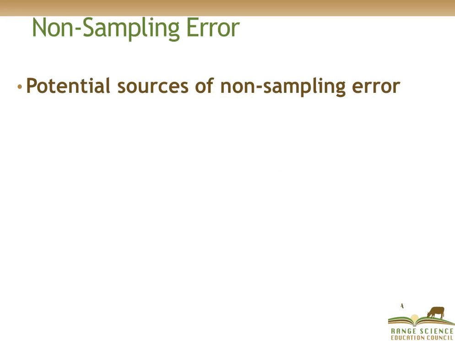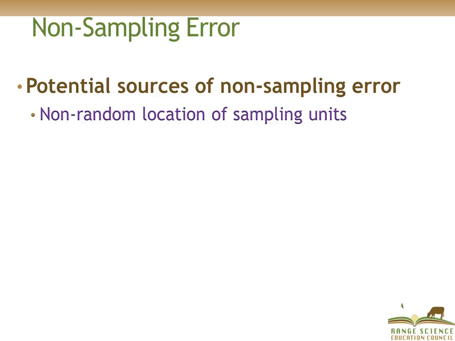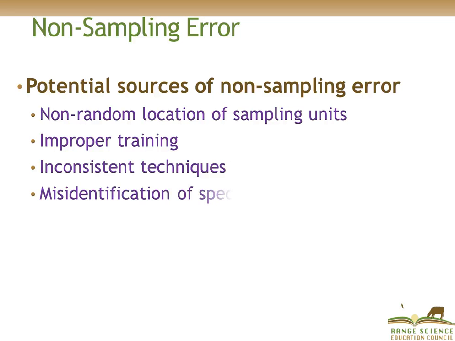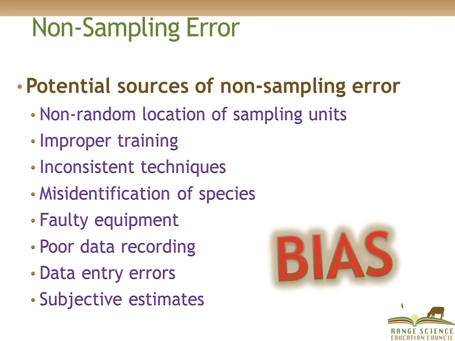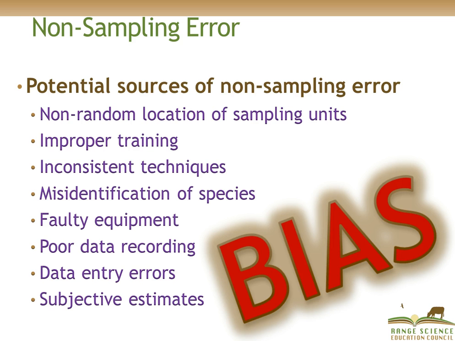Now, non-sampling error has a number of different potential sources, and this includes non-random location of sampling units, so purposely locating your sampling units in an area, improper training of your observers, inconsistent technique among your observers, misidentification of species, using faulty equipment, poor data recording, data entry errors, so human error, and lastly, subjective estimates, or purposely influencing the value in an observation. All of these sources are examples of non-sampling error, and they can introduce bias or the consistent over or underestimation into our estimates. Remember, with non-sampling error, it is not detectable statistically.